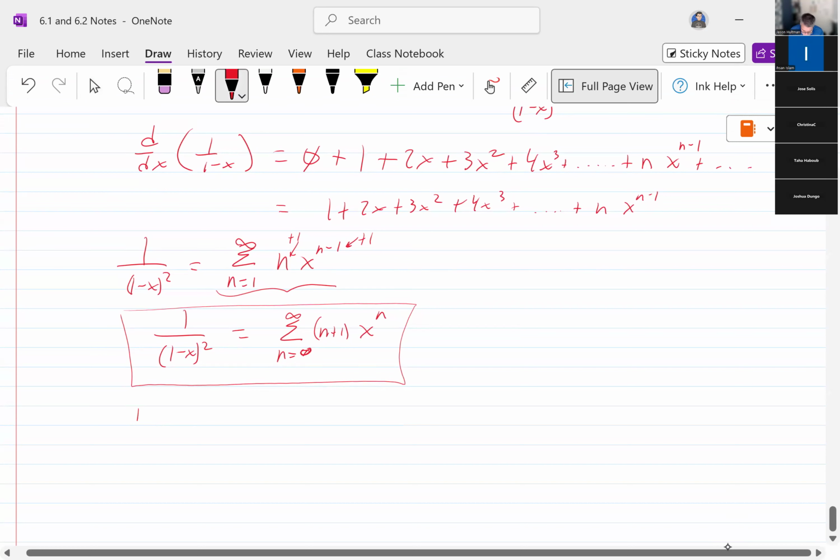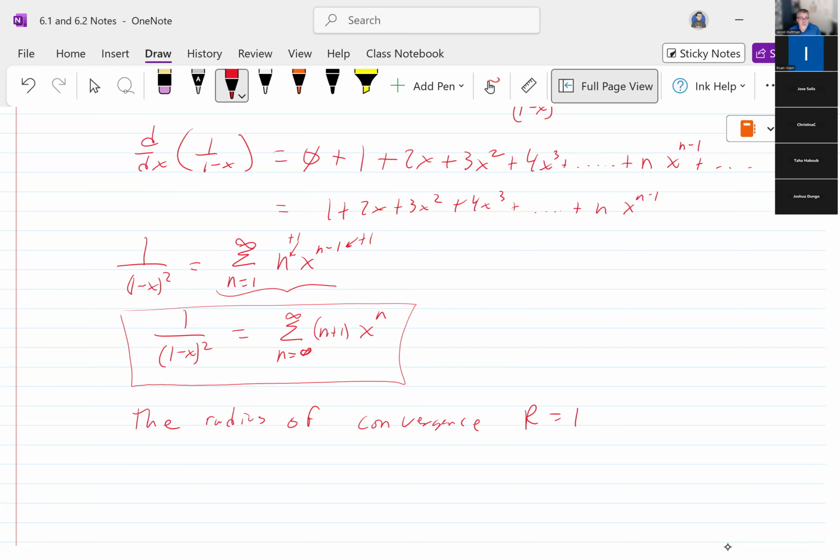The radius of convergence on this is r equals 1. And the interval of convergence is going to be negative 1 to 1.